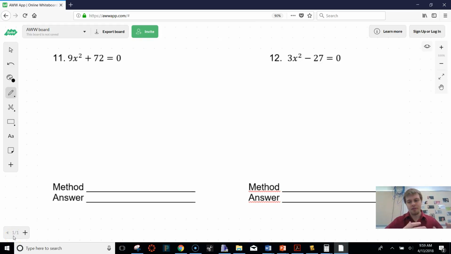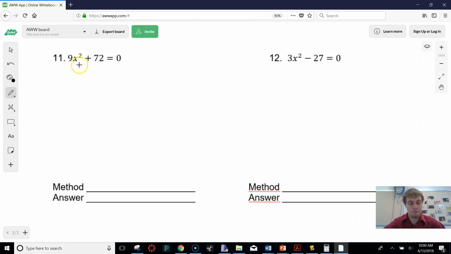So here's the last page. It shouldn't be too bad actually to go through the rest of this. For solving, there's 4 different methods that are listed at the top of your page, which is square roots, completing the square, factoring, and the quadratic formula.